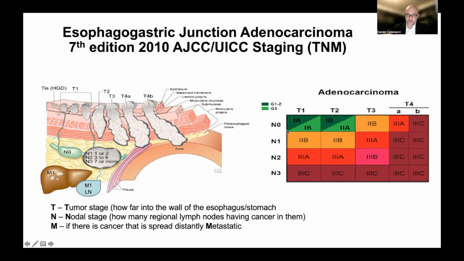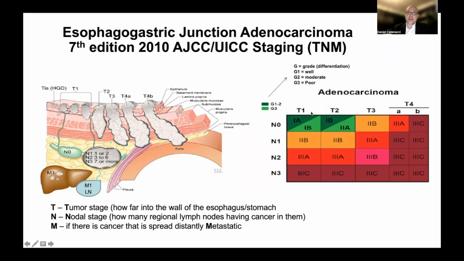And so you can see from this table that the higher the T stage, the higher the actual stage, stage 1 to stage 3. The higher the nodal stage, the higher the actual stage, stage 1 to stage 3. And of course, the higher the T and N together, the higher the stage. There's a few notes to be made here.